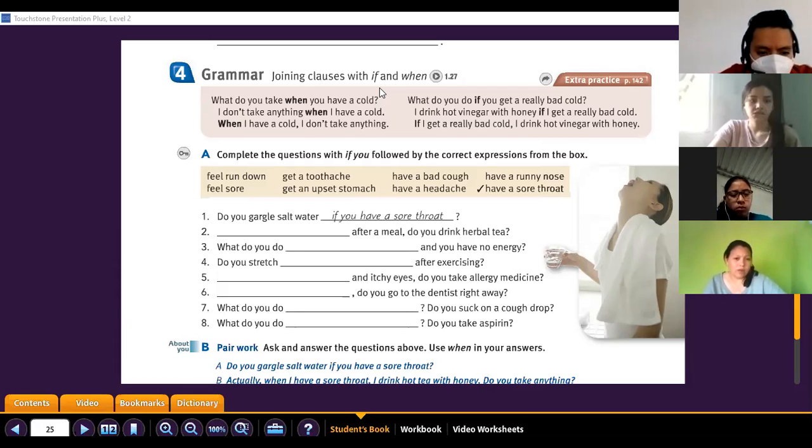Feel run down, sentirse agotado. Feel sore, sentir dolor o malestar. Get a toothache, tener un dolor de muelas. Get an upset stomach, tener malestar estomacal. Have a bad cough, tener un resfriado fuerte o una tos fuerte. Have a headache, dolor de cabeza. Have a runny nose, una mocosera. Have a sore throat, dolor de garganta.